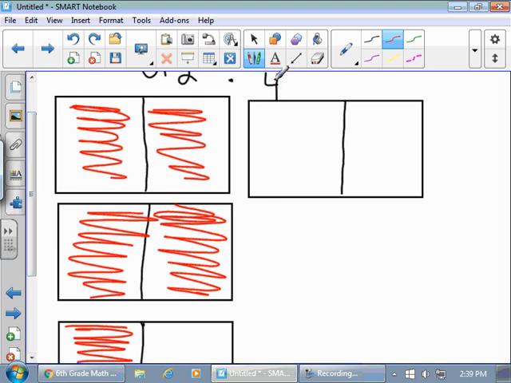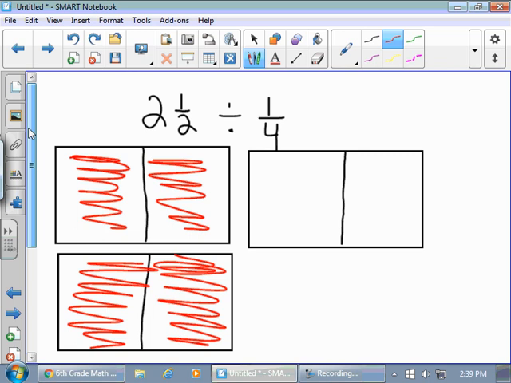Now to do my 1/4, I'm going to split each rectangle. Oh, let me change my color. Sorry, go back.